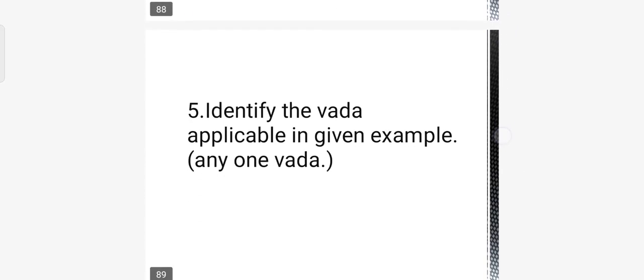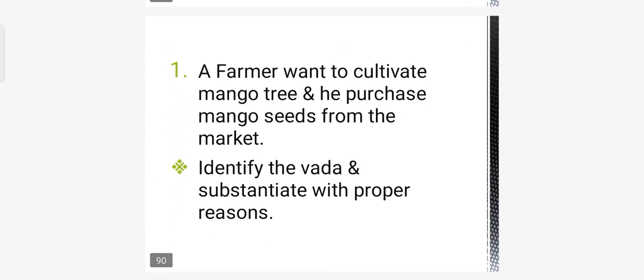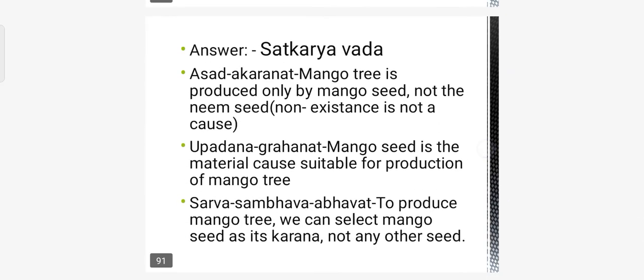So moving on to the next, identify the Vada applicable in the given example. The farmer wants to cultivate a mango tree and he purchases mango seeds from the market. So he wants to cultivate a tree and he purchases the seed. This is nothing but an example of Satkarya Vada. He collects the mango seeds and plants them as a karanat, because from mango seeds you can get the mango tree, nothing else.